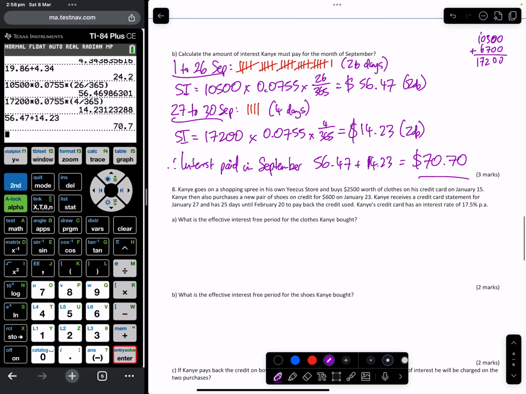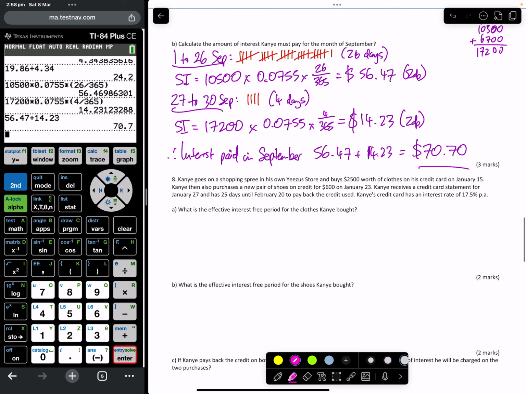Kanye goes on a shopping spree in his own store. Sounds like him. Buys $2,500 worth of clothes on his credit card. So this is a credit card question on January 15. He also buys shoes on credit for $600 on January 23rd. He gets the statement on 27th and has 25 days, which gets you up to February 20 to pay back the credit used. He has an interest rate of 17.5% per annum. What is the effective interest-free period for the clothes?